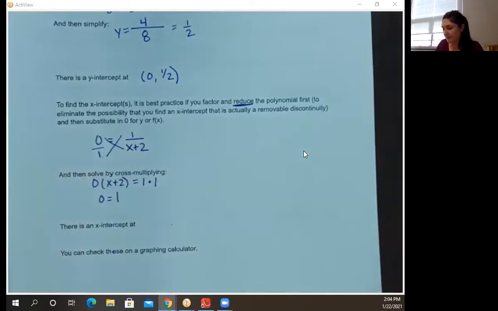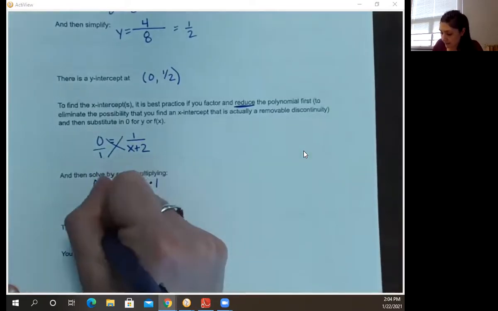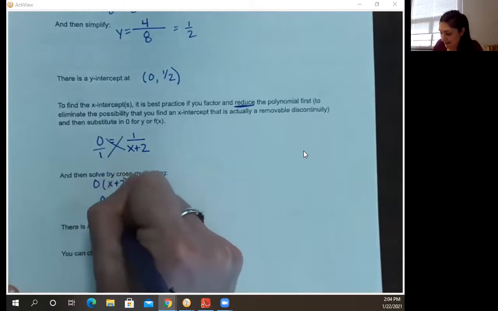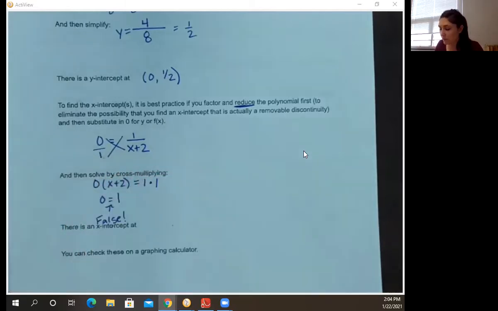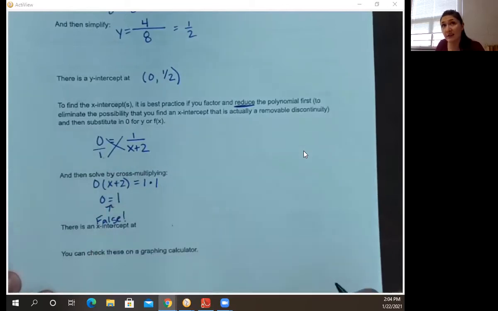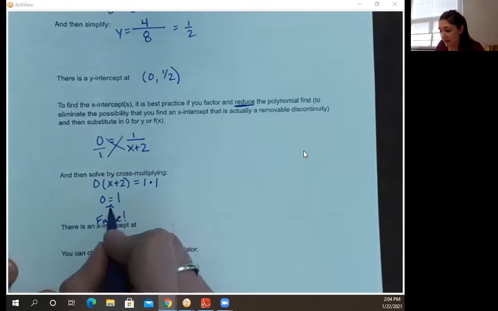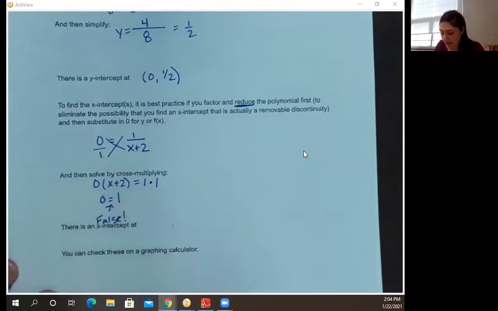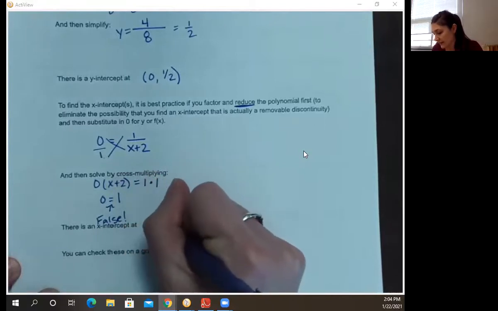And I get something weird here. This is false. 0 is not equal to 1. So that, again, is going to tell me that I don't actually have any real x-intercepts here. If I solve and I get something that's not true, I have no more x's and 0 is not equal to 1, that means I'm not going to have any real x-intercepts.